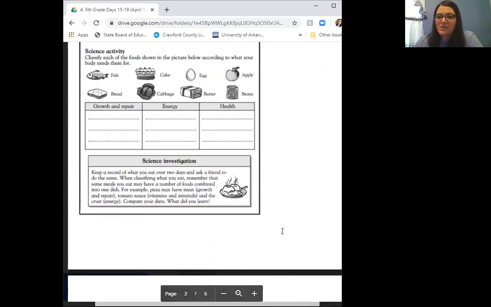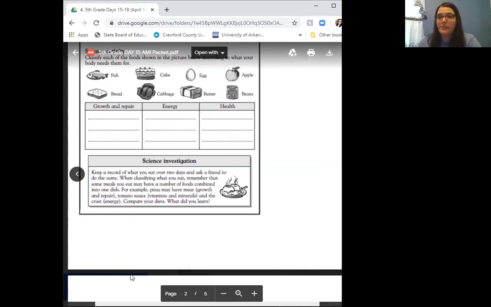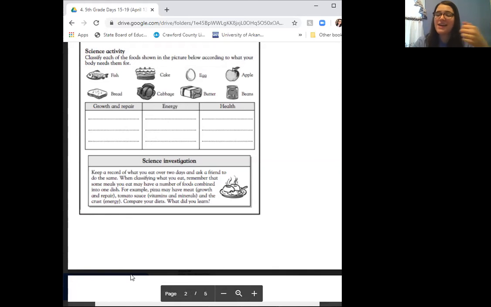And then it gives you a little science investigation. It says, keep a record of what you eat over 2 days and ask a friend to do the same. So you're just going to keep a journal of what you eat. Like for breakfast, what did you eat? So for breakfast today, I had toast with peanut butter on it. So I would say breakfast, toast with peanut butter. And just keep a running list of what you eat.